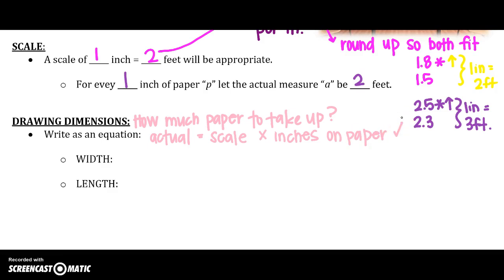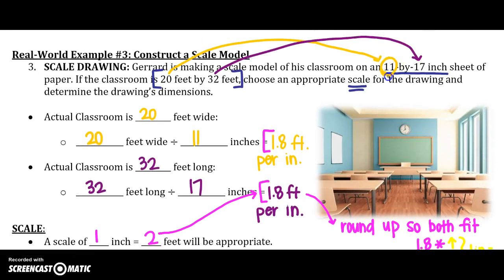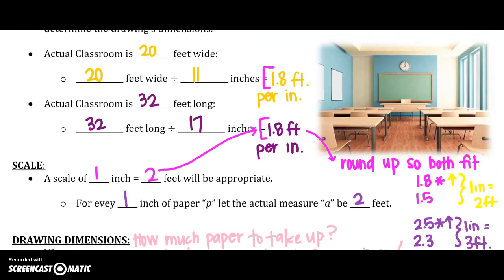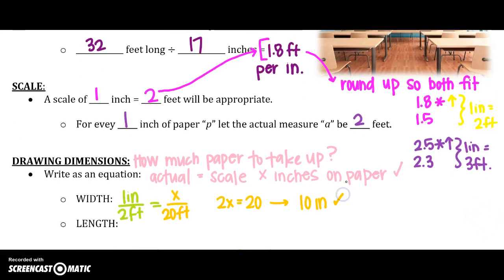Let's check. So my width, I'm going to say 1 inch, my scale, over 2 feet. Is that equal to x over 20 feet? So cross multiply, 2x equals 20. Divide, so I would say 10 inches. Well, 10 inches fit on 11 inches. That is correct. So I'll have 1 inch left over. Alrighty.